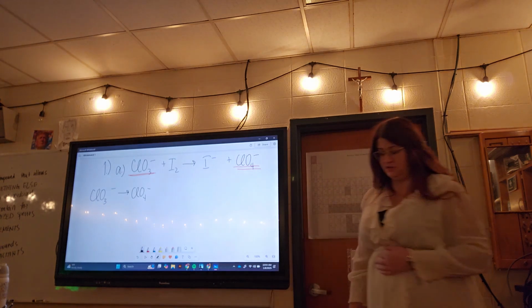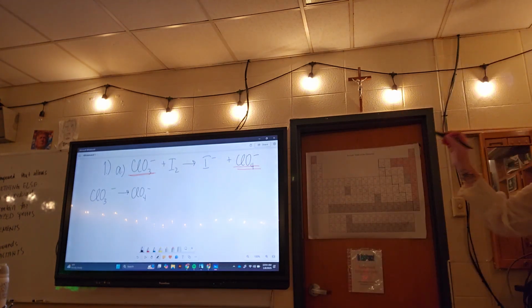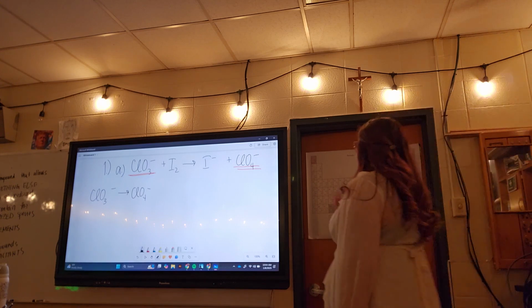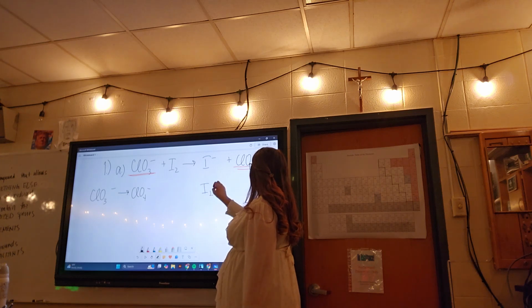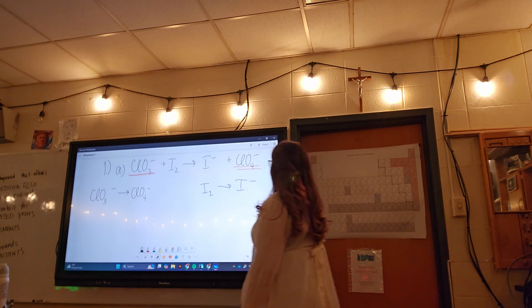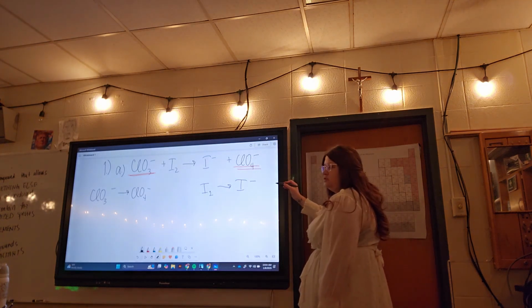Why do I need to do this? Because the top reaction is the overall redox reaction. I only want to look at the reduction and the oxidation separately. So then I need to do this for the iodines as well. Do you need to do this on your paper? Do you need to show this work? Yes, you do.